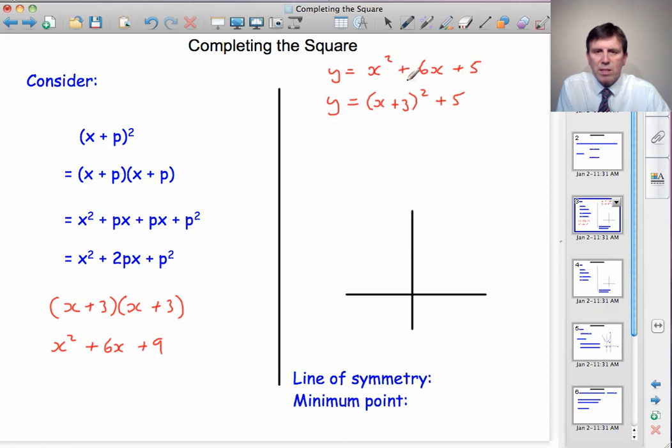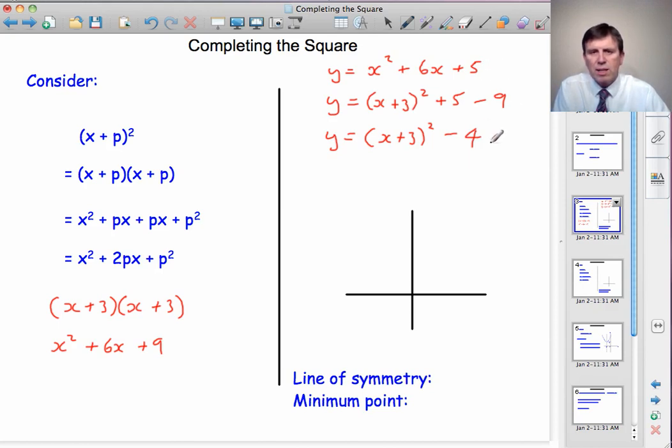So instead of just replacing these two terms here, I've introduced an extra plus 9. So I need to subtract that plus 9, so it has to be minus 9 on the end. And that then will make this expression the same as x squared plus 6x plus 5. And I can rewrite that as (x plus 3) all squared and plus 5 minus 9 is minus 4. So I've now written this in an alternative form.